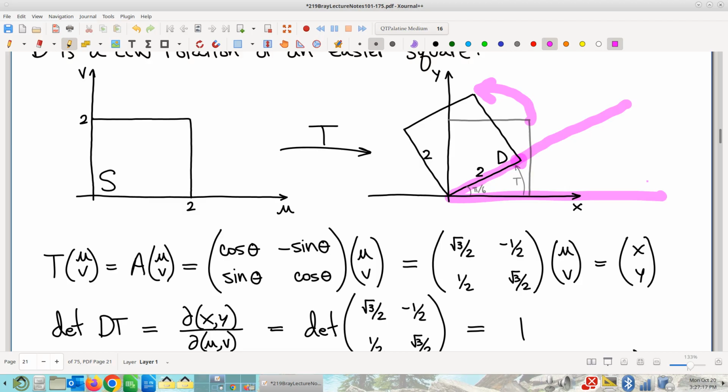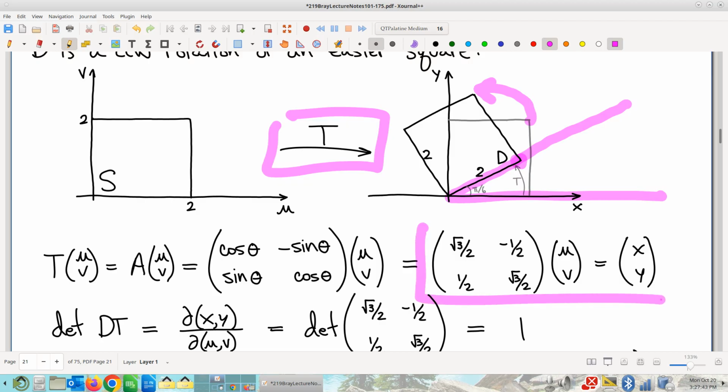So the question then is, how do I accomplish a counterclockwise rotation by angle pi over 6 in linear algebra? We talked about that long ago. It's a linear algebra thing, and short version, the columns are the images of the standard basis vectors. Make sure that you can persuade yourself that this change of variables function is going to be that right there.